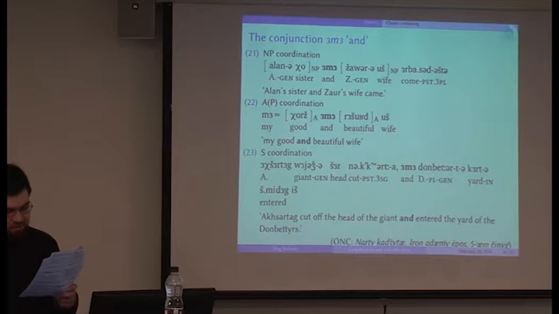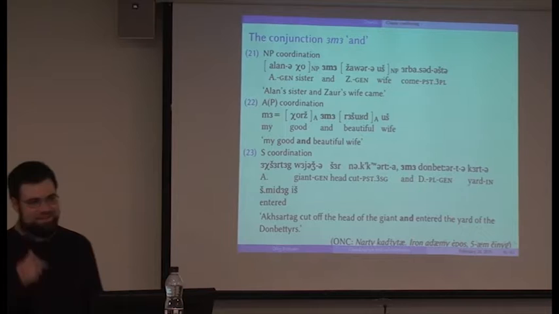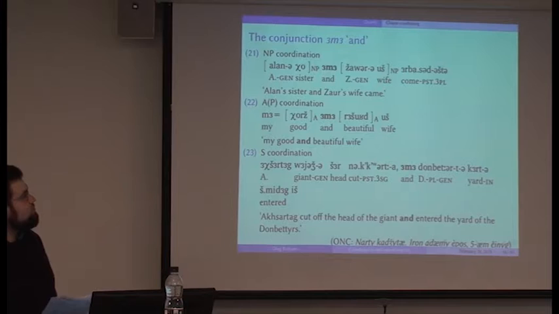Finally, it can combine whole clauses, like in 23, Aksartak cut off the head of the giant and entered the yard of the Donbettyrs. It is a fragment of the Nart epics, mythical characters. And in all these cases, you have a complete symmetry between the two conjuncts, and you have the conjunction staying right between each of them.